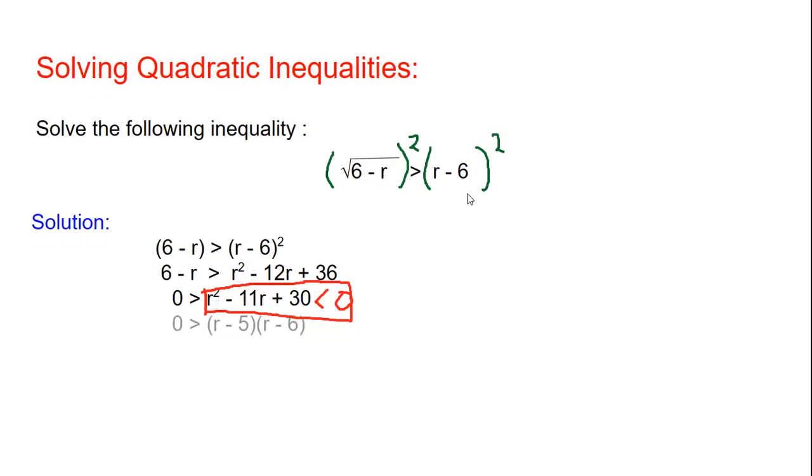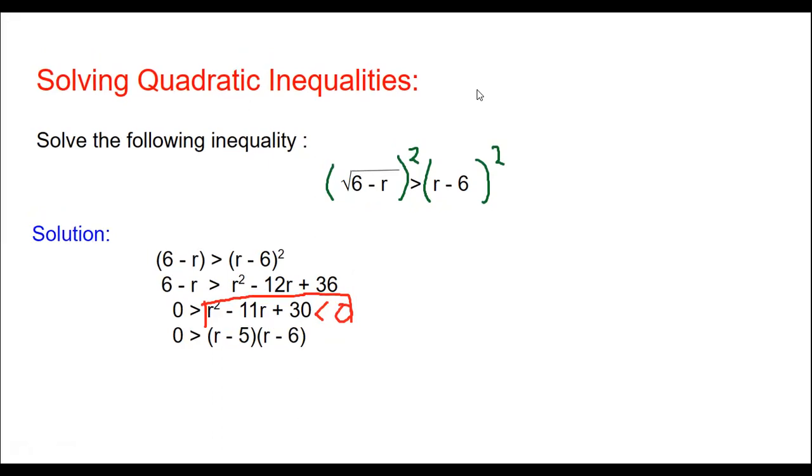Then what you do is you factorize the right hand side to r minus 5 and r minus 6. So you can get rid of all of this, get rid of this block, and then you'll just have r minus 5 times r minus 6 being less than 0. Okay, so our critical values by inspection are going to be r is equal to 5 and r is equal to 6.